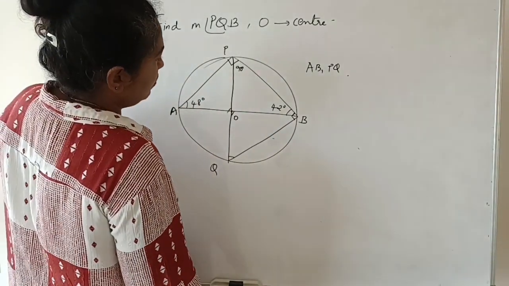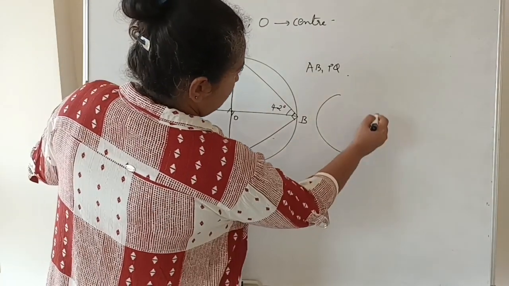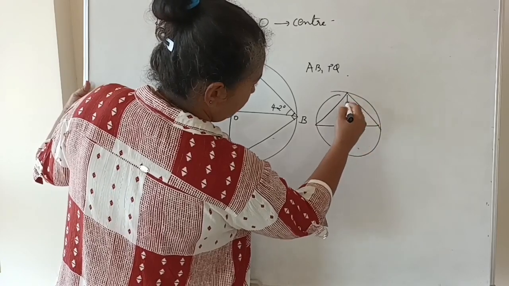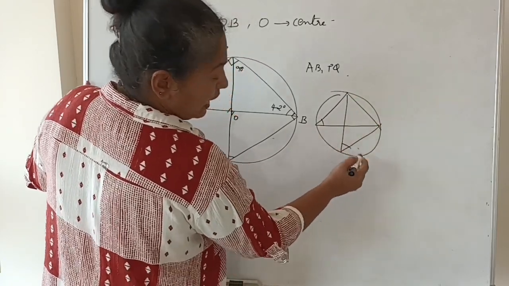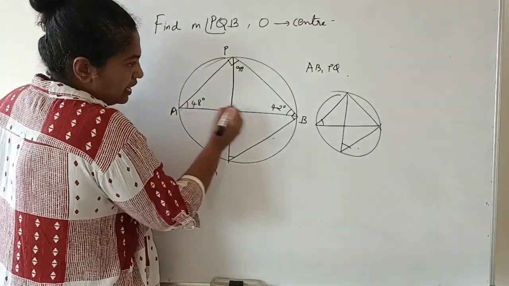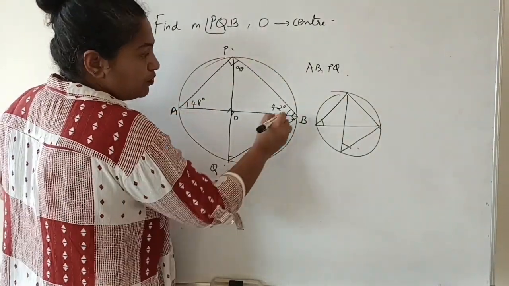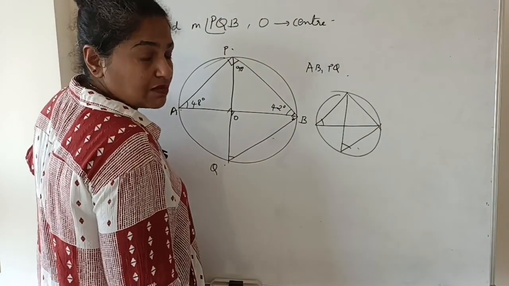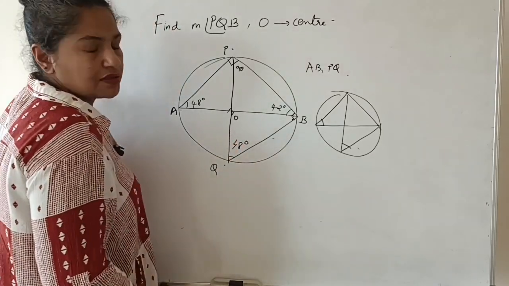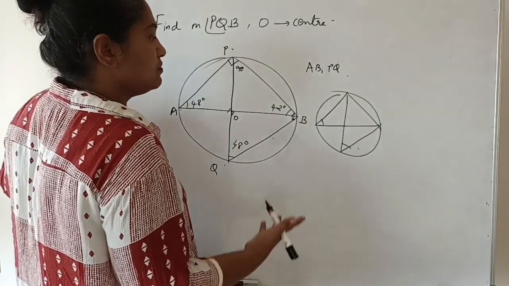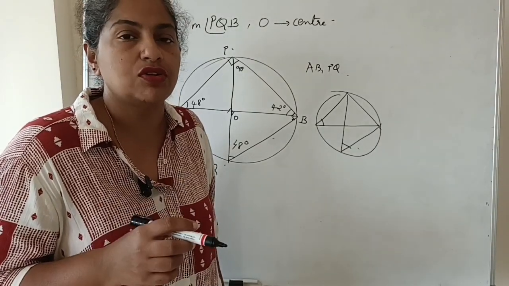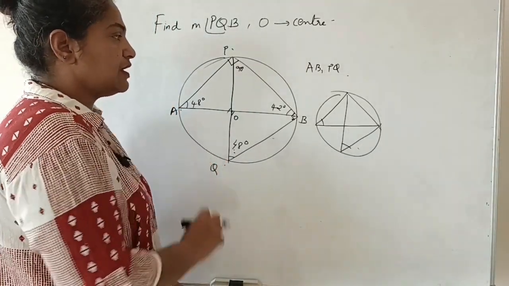Okay. Now, if this is a chord of the circle, this becomes angles in the same segment of the circle. So I can say that PAB and PQB are angles in the same segment. So if this is 48 degrees, this also has to be 48 degrees. Okay, so it is pretty easy. You just need to apply the angles in the same segment theorem on this. So we have found this particular angle.